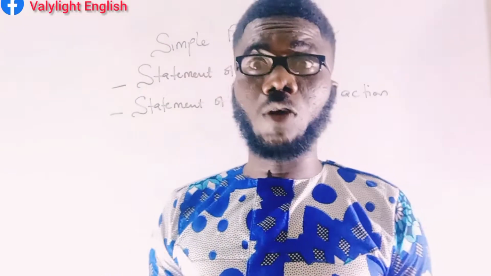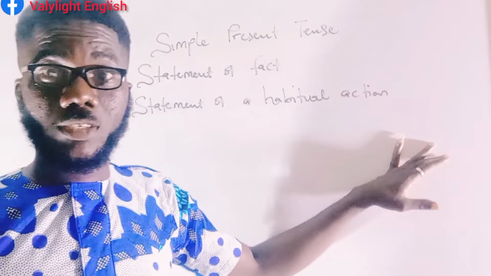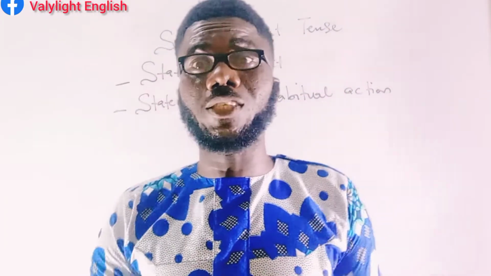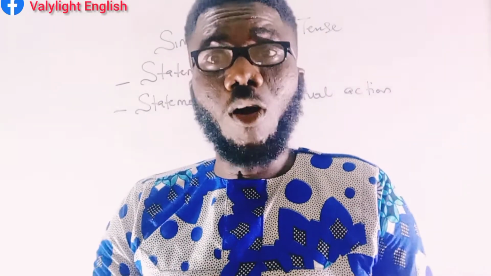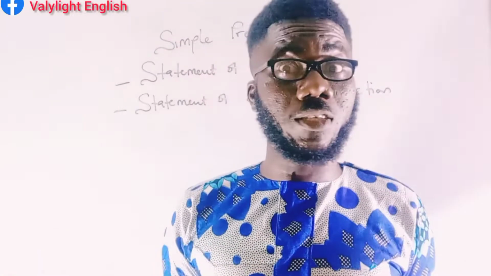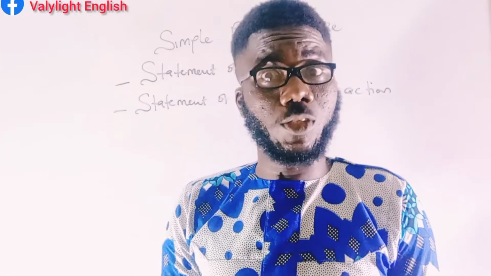You also make use of the simple present tense form when you are stating a habitual action. Remember that when you talk about something as being habitual, it means that it happens often. It happens occasionally. It happens repeatedly. And let me remind you that whenever you're talking about the present tense form, generally, you're talking about actions that happen within the time of speech.